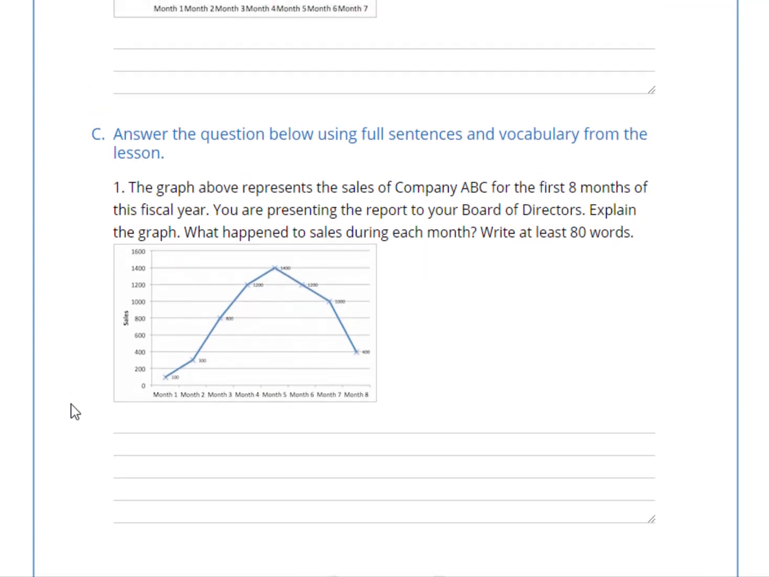So let's see what we have here. The final one is another graph. This graph represents the sales of company A, B, and C for the first 8 months. You are presenting the report to your board of directors. Explain the graph. What happened to sales during each month? So you can see month 1, month 2, month 3, month 4, month 5, month 6, month 7, month 8.